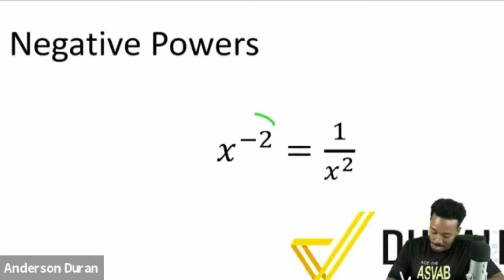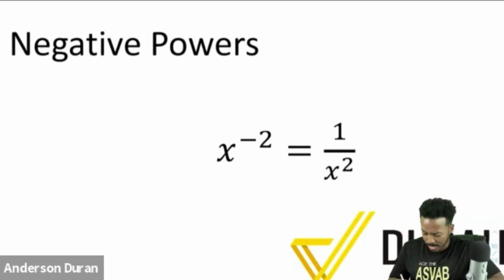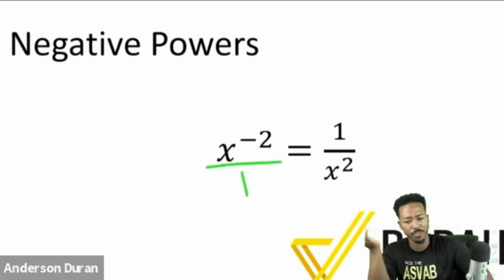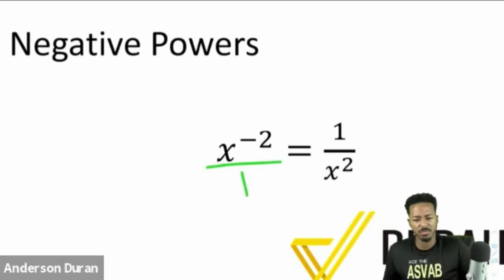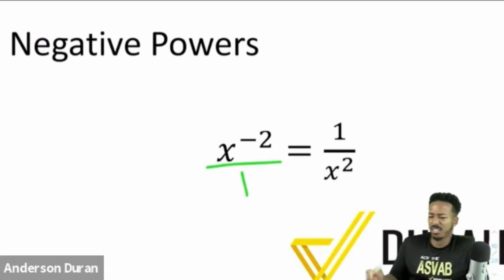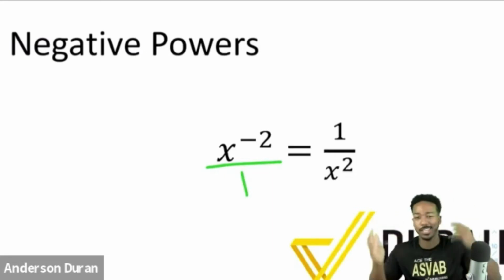So if you have x to the power of -2, everybody, is it fair to say that x to the power of -2, or anything, is the same thing as that thing divided by 1? Yeah, like 5 is the same thing as 5 divided by 1. 12 is the same thing as 12 divided by 1. X to the power of -2, it's the same thing as being divided by 1.